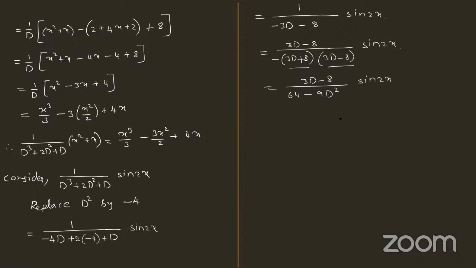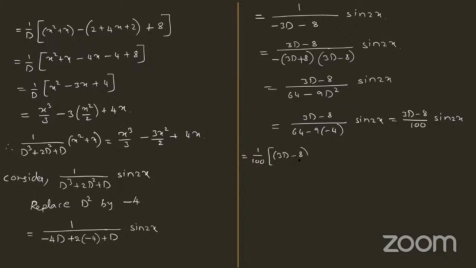Now see here again, you are substituting D square equals minus 4. So this is going to be 3D minus 8 divided by 64 minus 9 times minus 4, operating on sine 2x. So it is equal to 3D minus 8 divided by 64 plus 36, which is 100, and this you're operating on sine 2x. So this equals 1 by 100 aside, you need to operate 3D minus 8 on sine 2x.